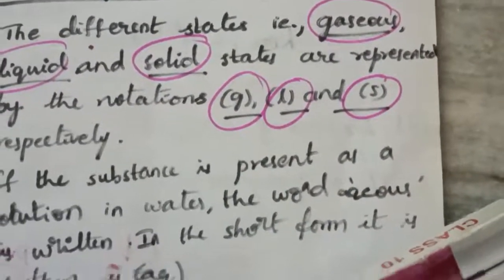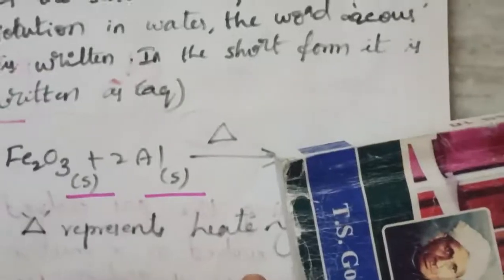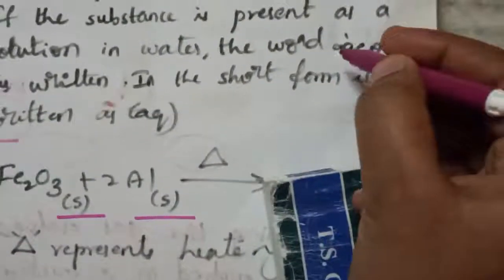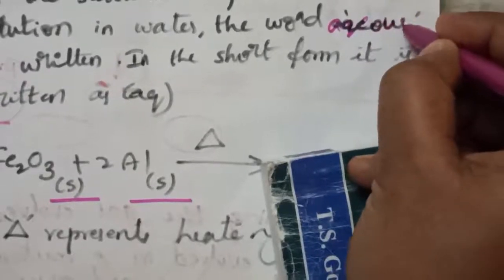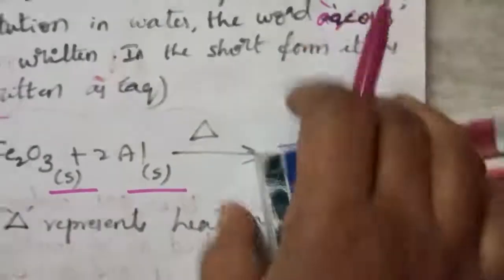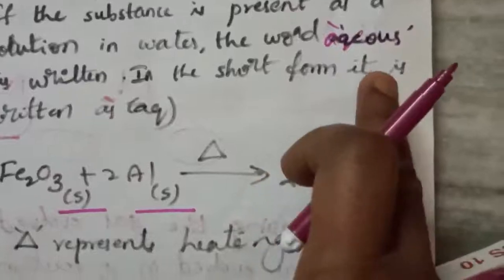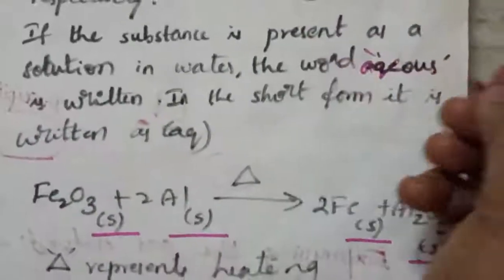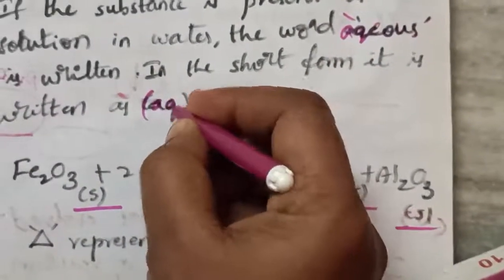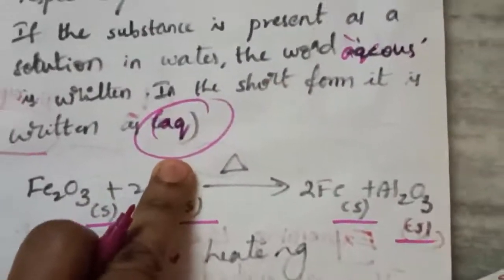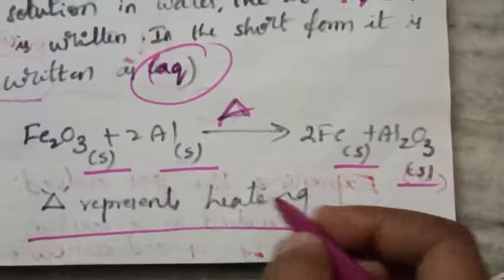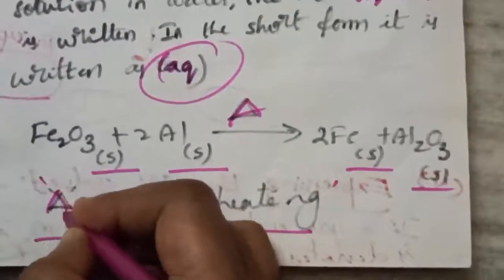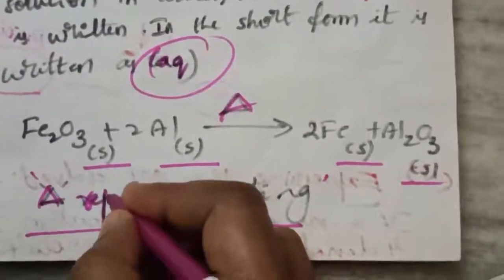If the substance is present as a solution in water, the word aqueous, this also I have explained, children, in the previous class, aqueous solutions. For aqueous solutions we will use aq, like this, aq. And delta indicates heat here, heating. It represents heating, children. So delta we will use for heating.